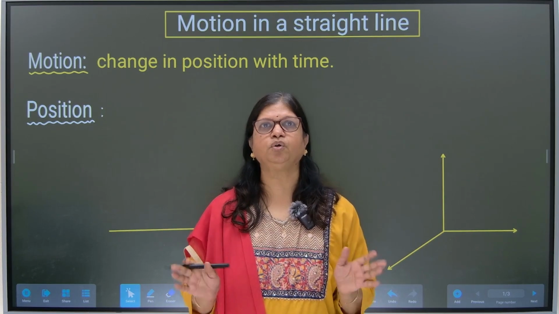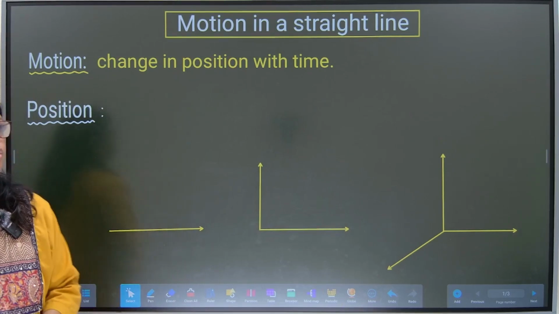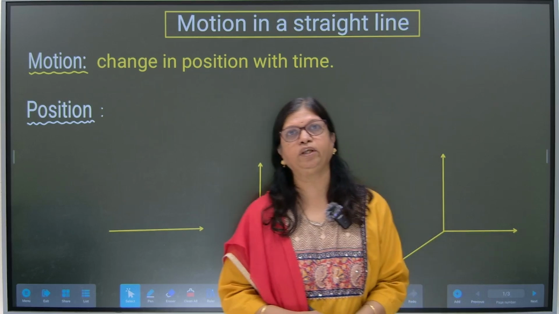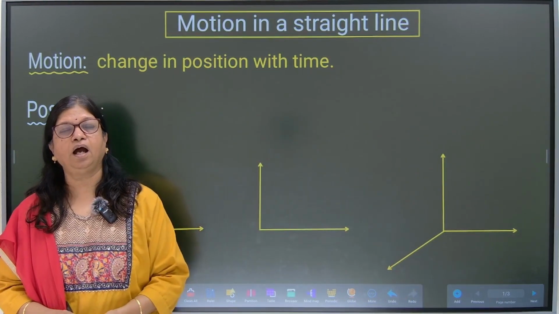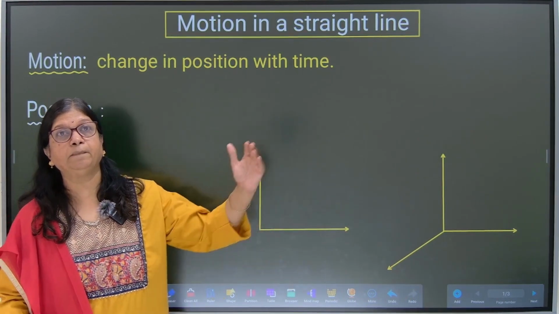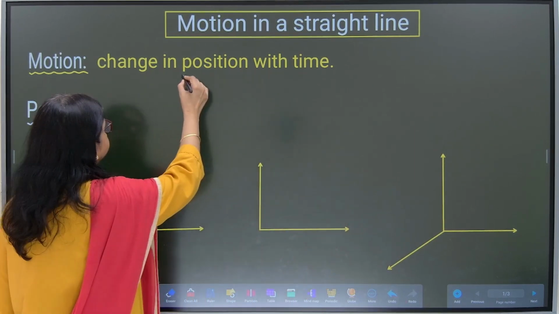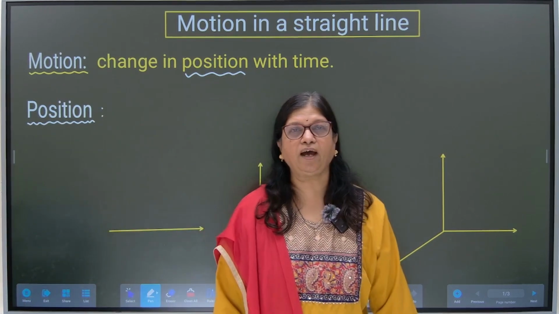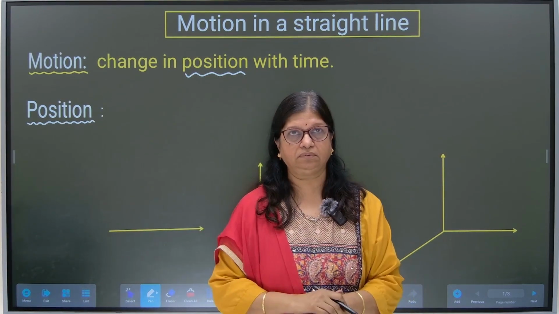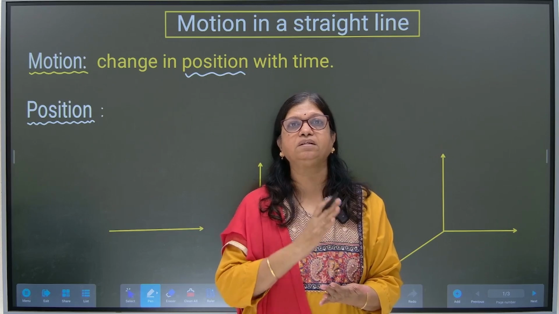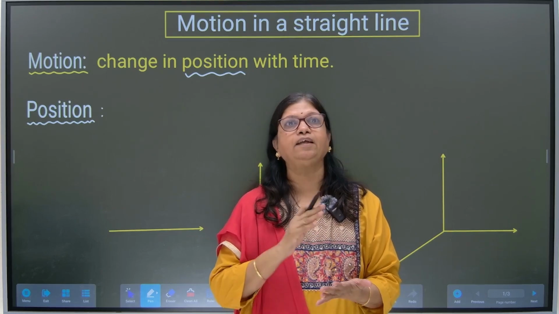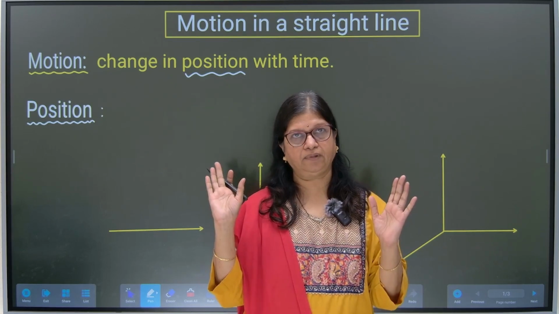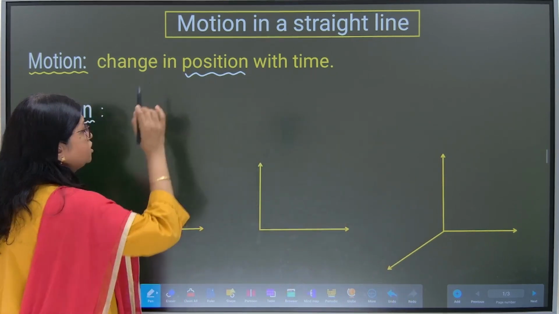In terms of physics, motion is moving from here to there. What am I doing? I am here and then I am going here and then I am going here. I am moving my position with time, and that's why I am in motion. A body will be considered to be in motion if its position changes with respect to time. So what should change? Position should change.